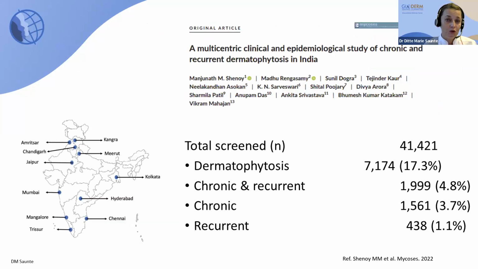So I just want to introduce to you a multi-center study from India, which was published in 2022, where they screened more than 40,000 patients, and they found that 17% of those had a dermatophytosis, and of those again, nearly 5% had a chronic and recurrent dermatophytosis, and relapsing was also very high, and this was found from 19 centers in India.